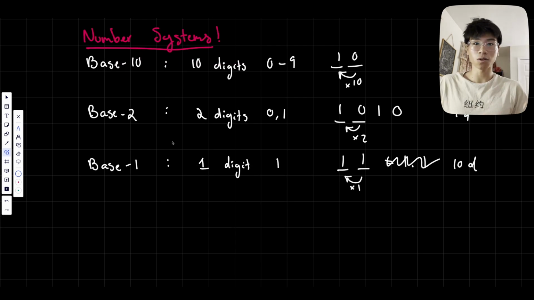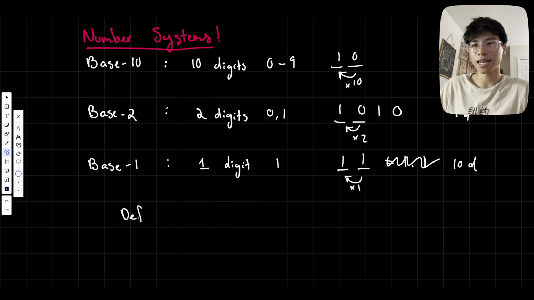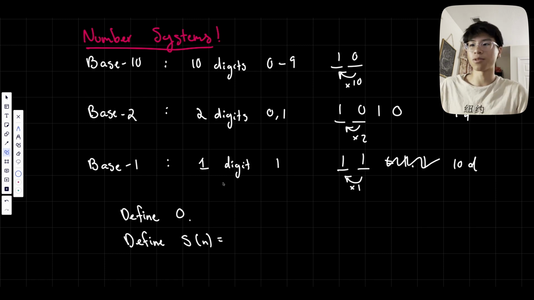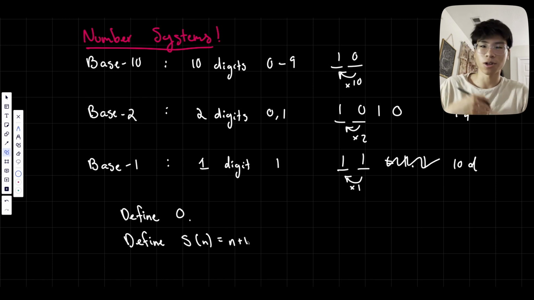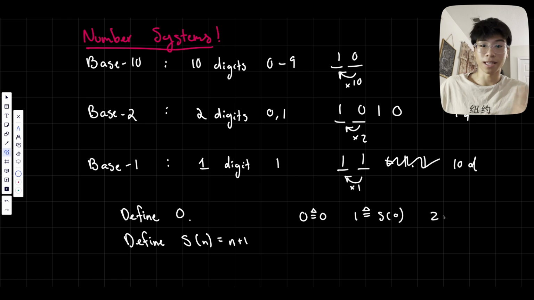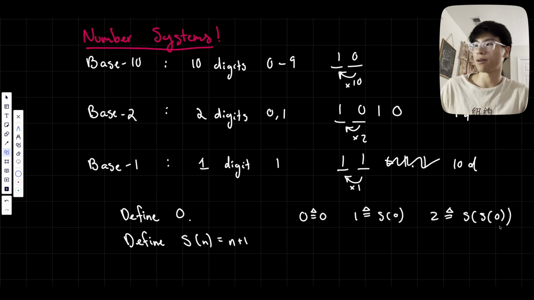However, base 1 is close to a mathematical formulation of the natural numbers, where we start by defining 0. And we define a successor function that takes a natural number and returns the natural number that is 1 higher than it. It returns the successor of the natural number. So if we started at 0, we would say 0 is the same as 0. 1 would be the successor of 0. 2 would be the successor of 1, which we know is the successor of 0. So we would need 2 applications of the successor to 0, and so on.